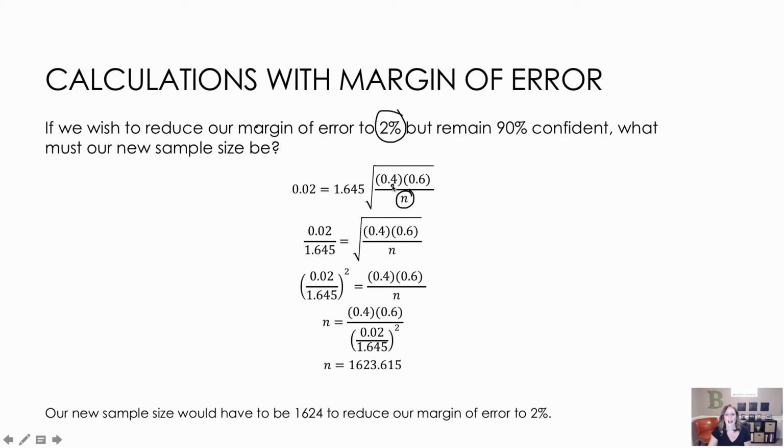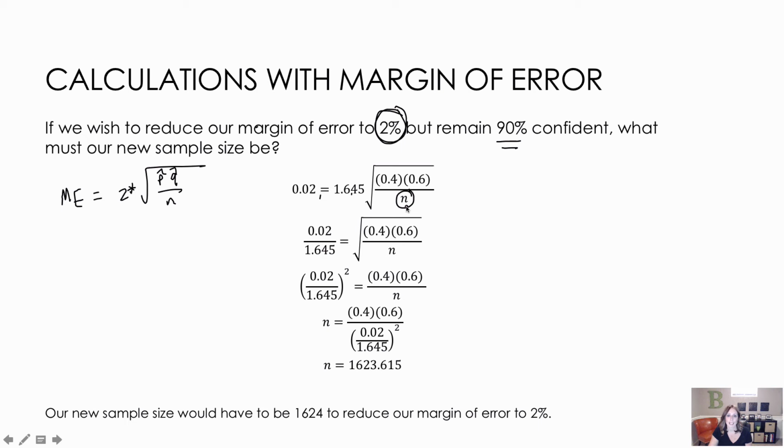So notice here, I've taken the exact same formula I had before, which was margin of error equals z star times the square root of p hat q hat over n. And I've plugged in 0.02 because this time they gave me the margin of error. The 1.645 came from 90% confidence, so that was the critical value for 90%. The 0.4, 0.6 remained the same. I'm solving for n. So now it's just a matter of doing the algebra.